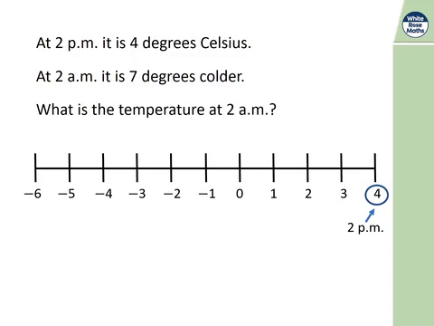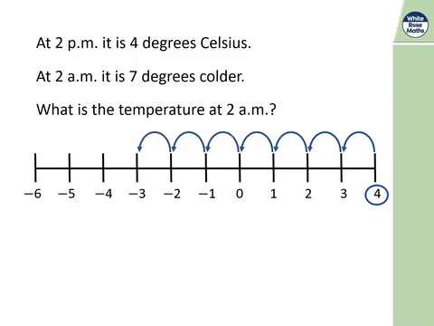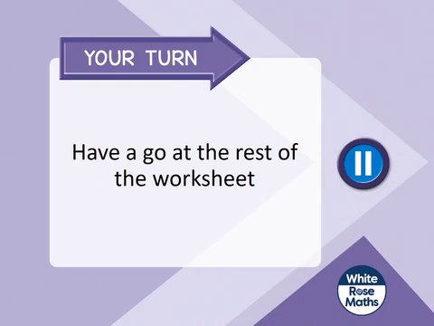So I've labelled that on my number line. At 2 a.m. it is 7 degrees colder. So I need to count back 7. On my number line I can use arrows to help. 1, 2, 3, 4, 5, 6, 7. So, what is the temperature at 2 a.m.? -3. At 2 a.m. it is -3 degrees Celsius. Now have a go at the rest of the worksheet.